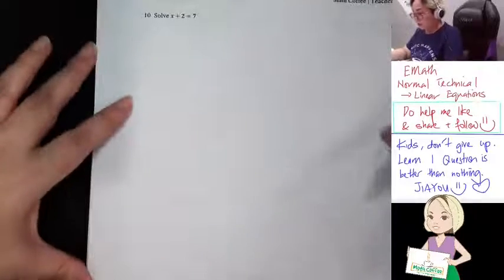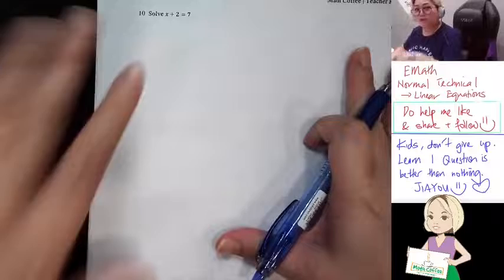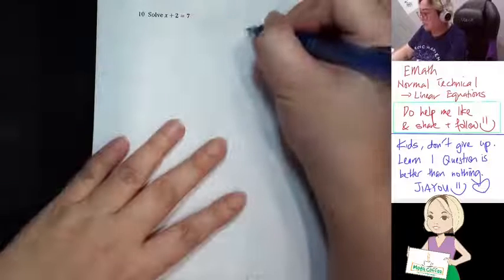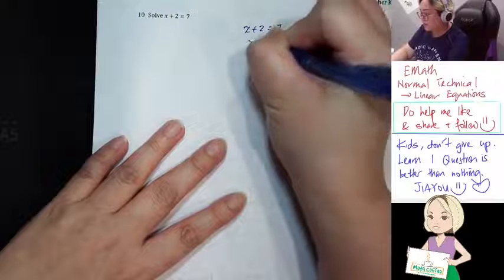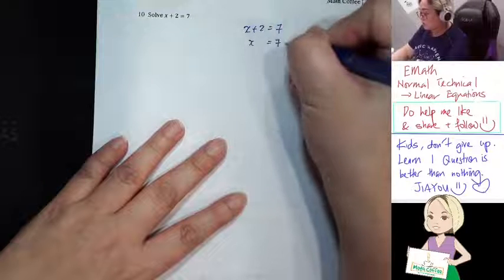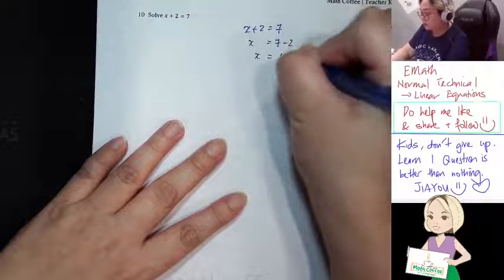Okay, the last question for this worksheet, not for the day. This one, of course, is easy. So x plus 2 equals 7. The equal sign first, the 7 here, the x here. I'm going to bring the plus 2 over, so it's minus 2. So straight away, x is equal to 5. Done.